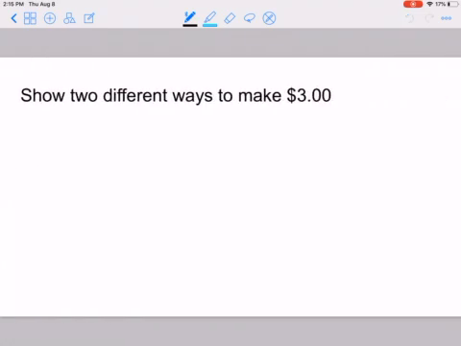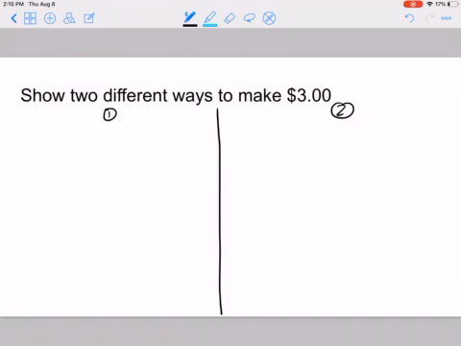So let's look at one more example. And when we do this one, we're going to show two different ways to make $3. So we have coins and we have dollar bills. I'm going to split my page here. I'm going to do the first way here and the second way here. So two different ways to make $3.